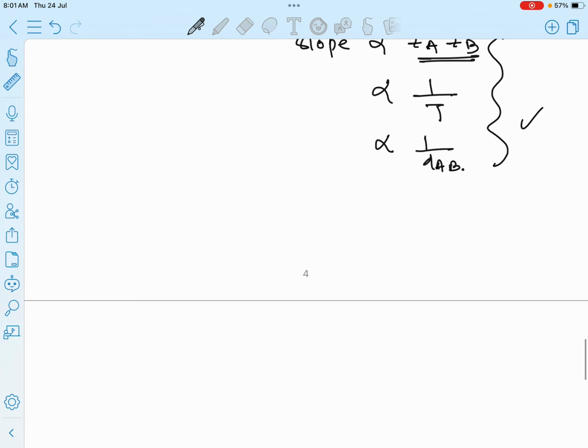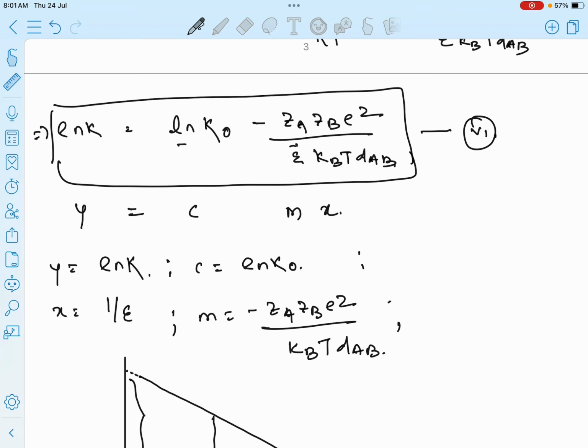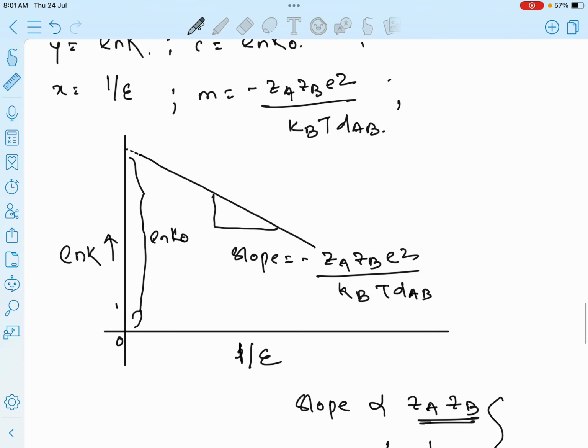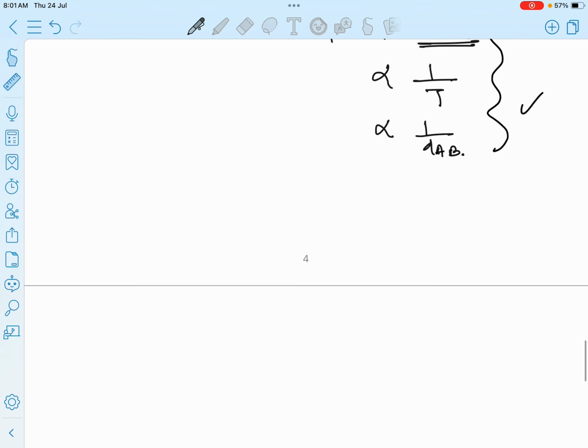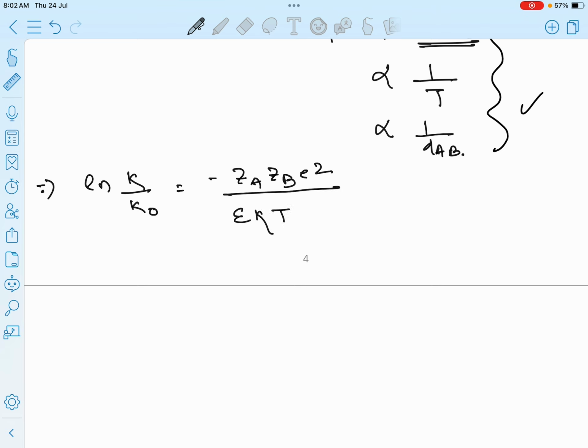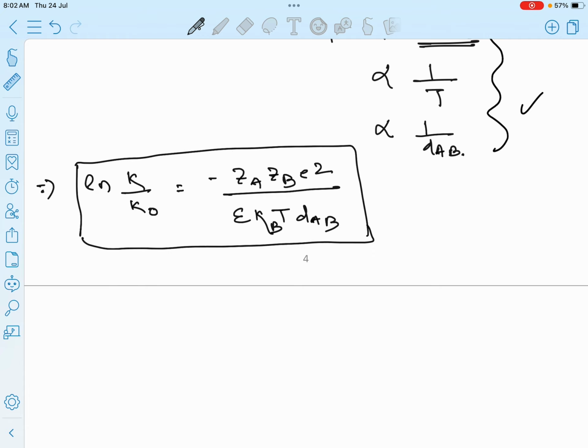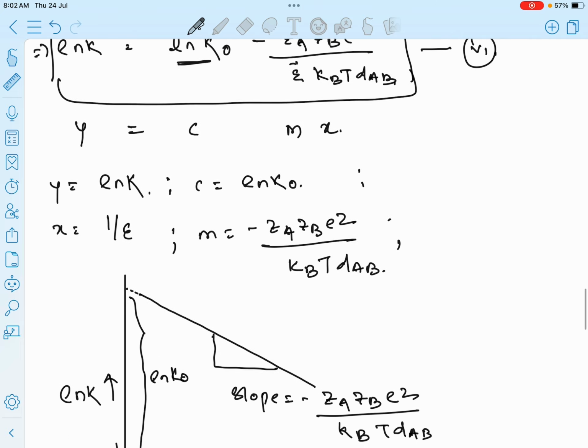In the similar fashion, if I take this ln k node to this side and we use ln a minus ln b to be ln a by b, then our expression can be rewritten in the form of ln k by k node is equal to minus ZA into ZB e square divided by epsilon kBT dAB, and this is equation number 7.